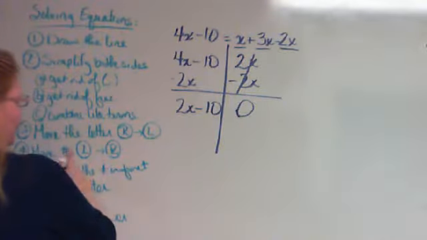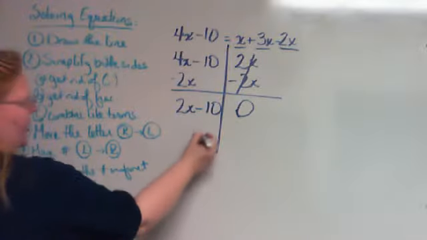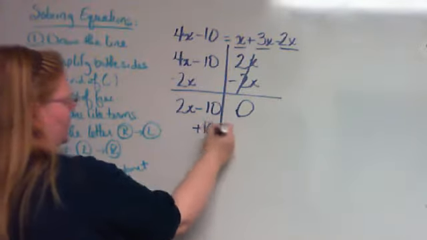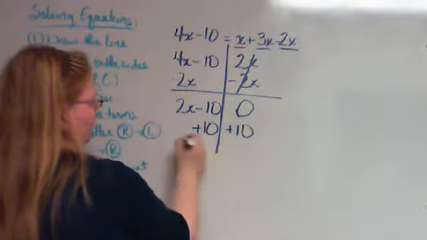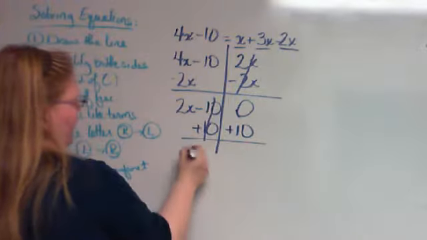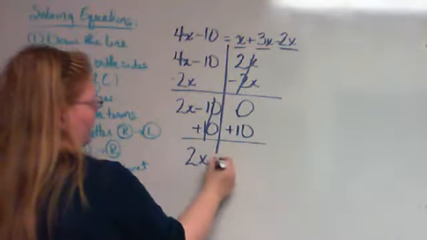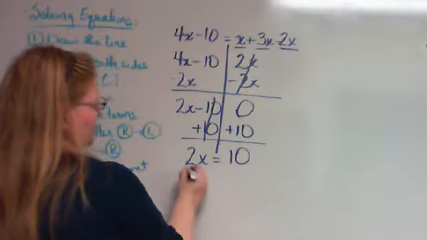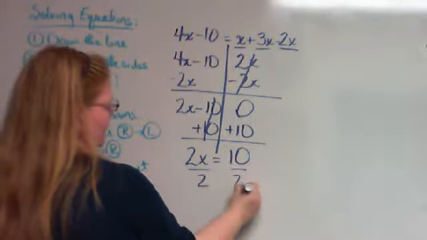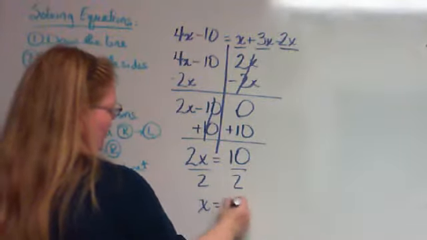Then I have to move the number from the left-hand side to the right-hand side, so I'm going to add 10 to both sides. That gives me 2x is equal to 10. Divide both sides by 2. X is equal to 5.